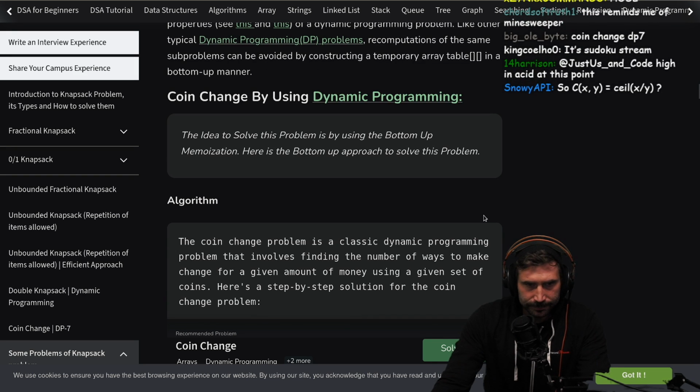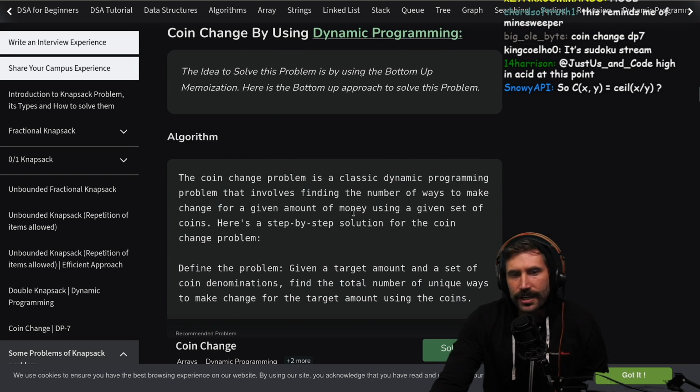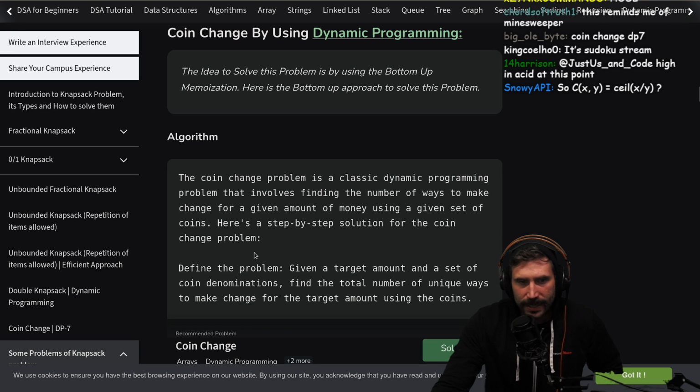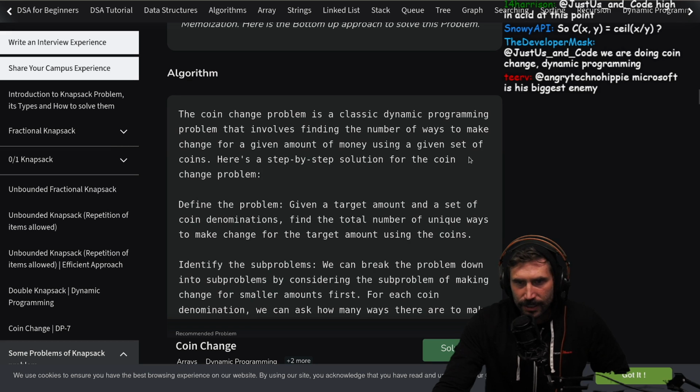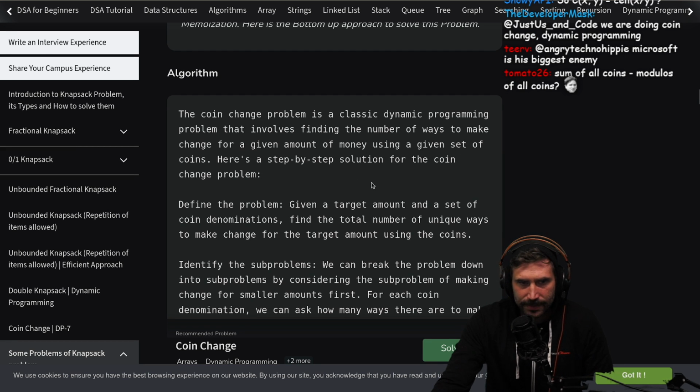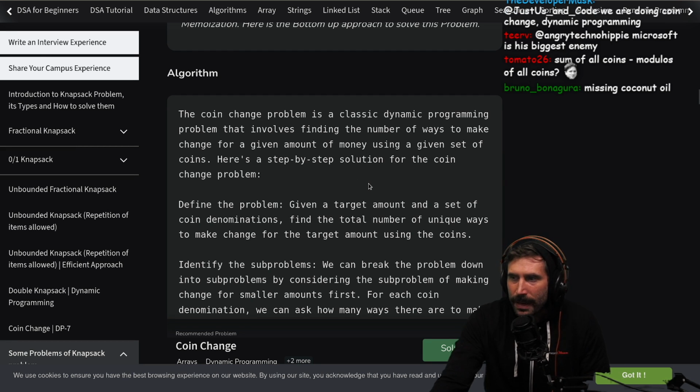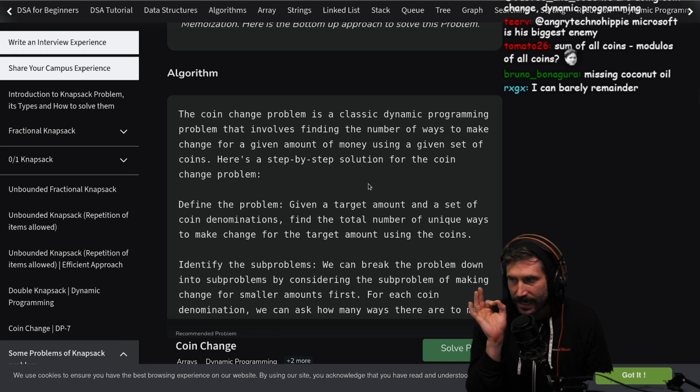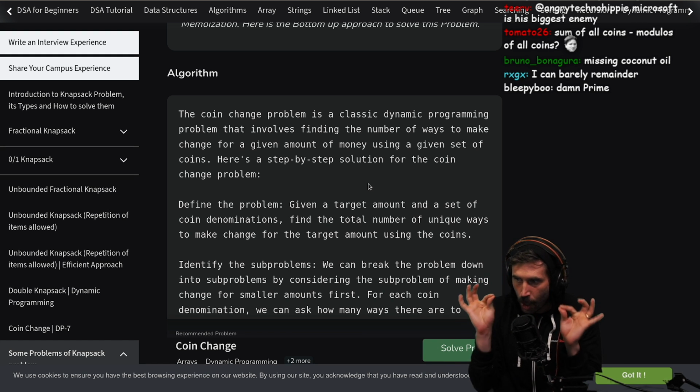All right, the coin change problem is a classic dynamic programming problem that involves finding the number of ways to make change from a given amount of money using a set of coins. Here's the step-by-step solution to the coin change problem. What am I missing? I'm so close. I know I'm close.